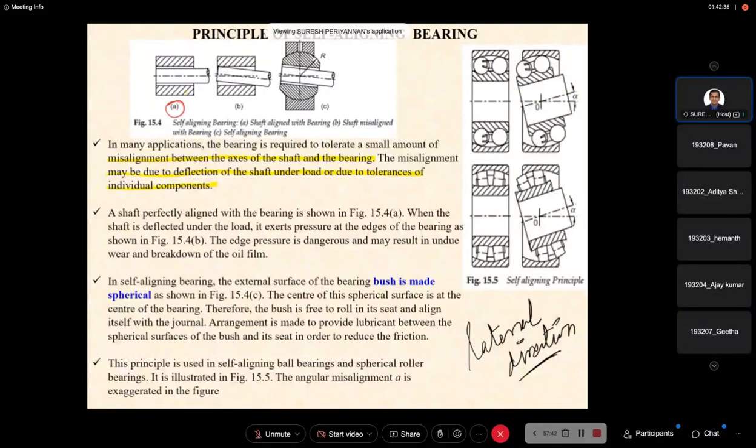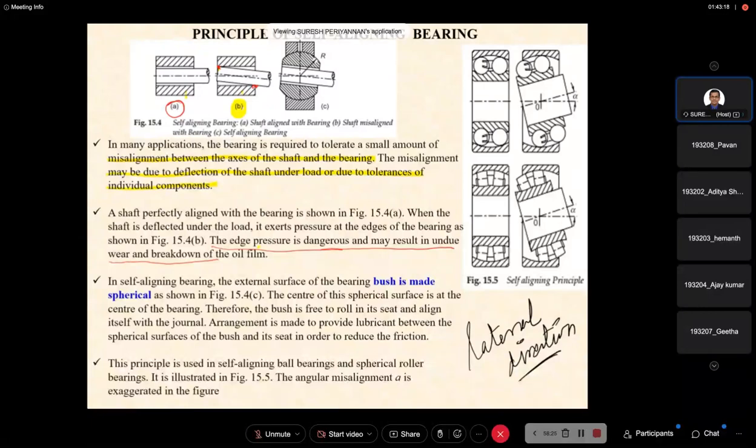In figure A, the shaft is perfectly aligned. But in figure B, the shaft is deflected under load due to fluctuation of the load, and then it exerts pressure on the edges of the bearing. More pressure is created on these edges of the bearing. The edge pressure is dangerous and may result in more wear and tear, and finally it may lead to breakdown.